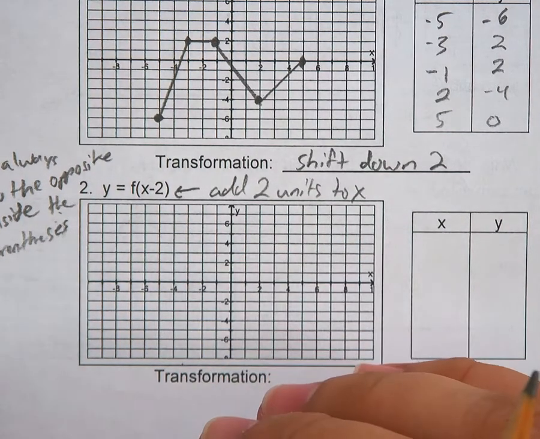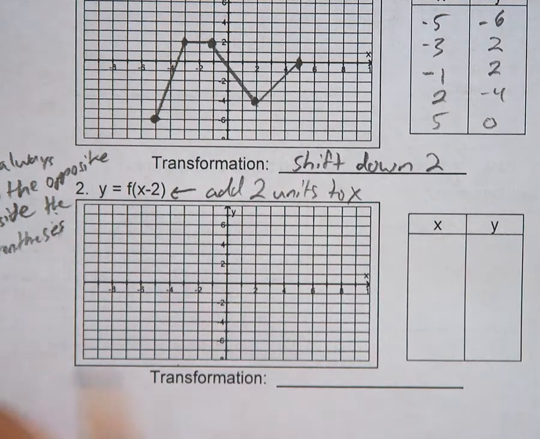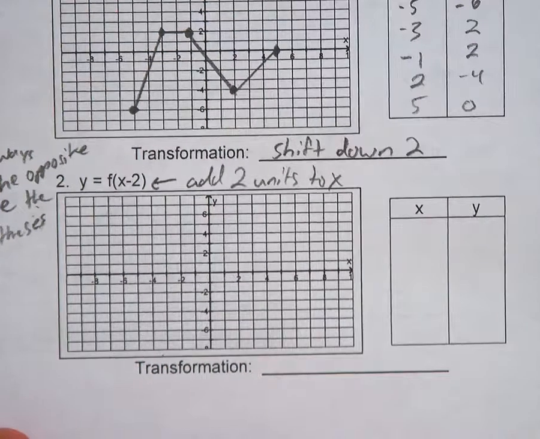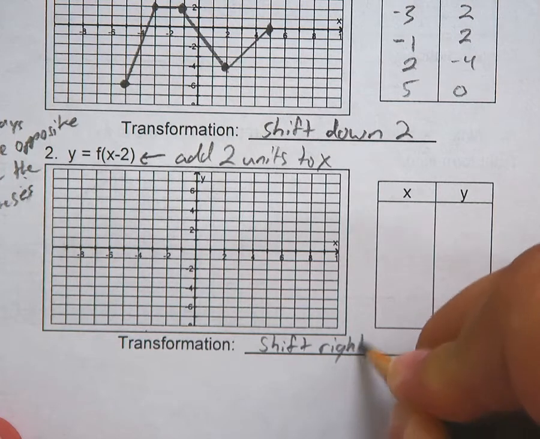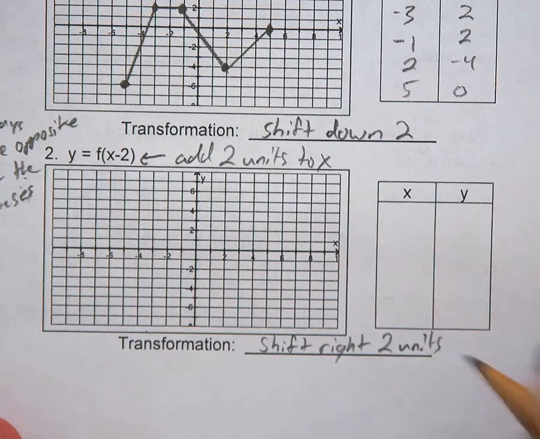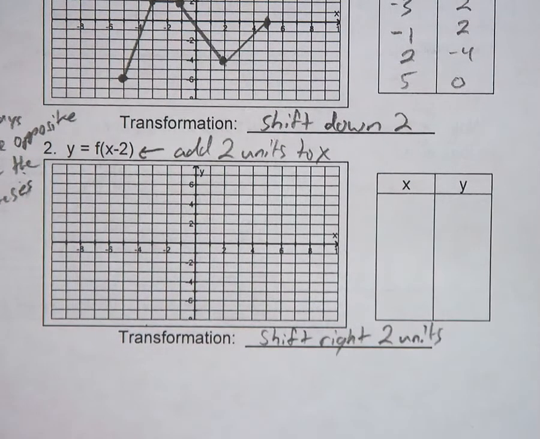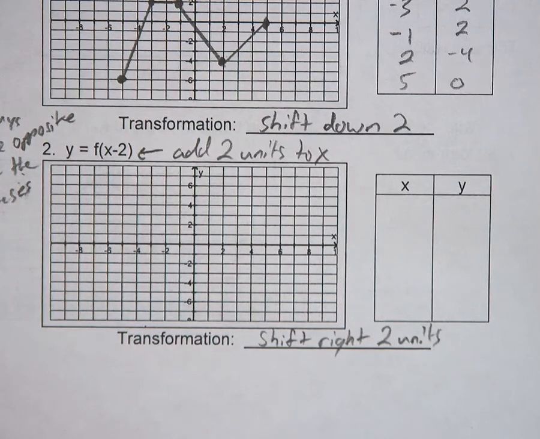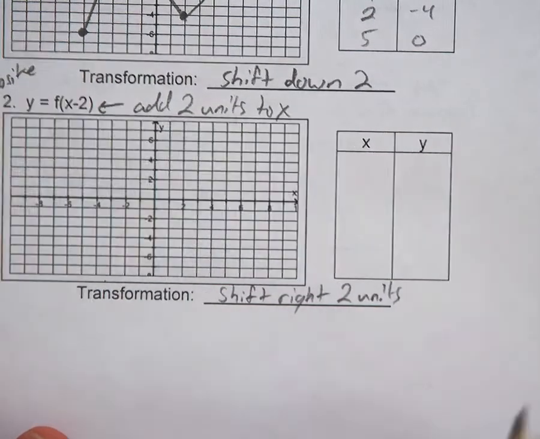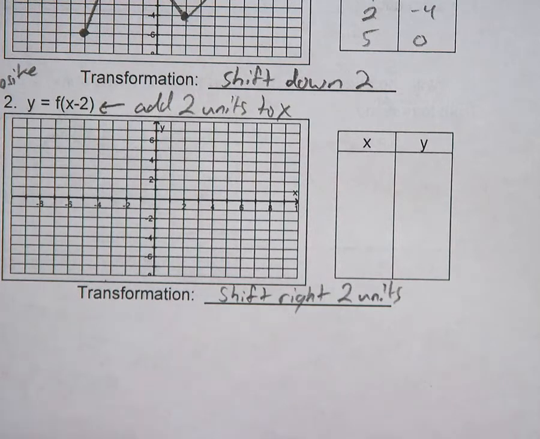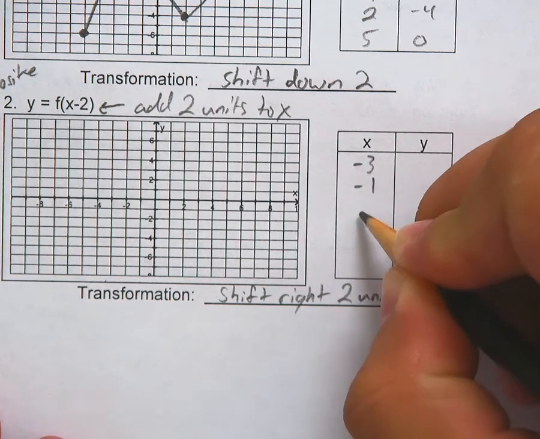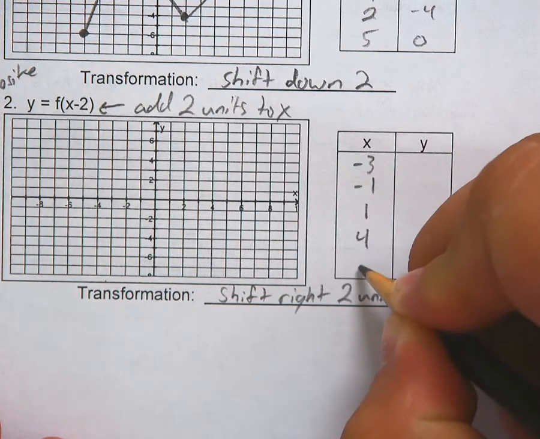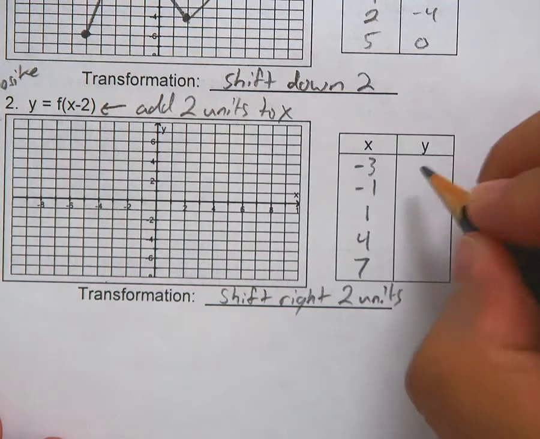Now the transformation here, if it's x minus 2, since we're adding 2 units to x, I can go ahead and tell you the transformation. This is going to be a shift right 2 units. A shift right 2 units. Now this, I will tell you, takes a little practice, that's all. So take your original points, which were -5, -3, -1, 2, and 5 for your x values, and add 2 units to them. So -3, -1, 1, 4, and 7. And your y values are going to stay the same.